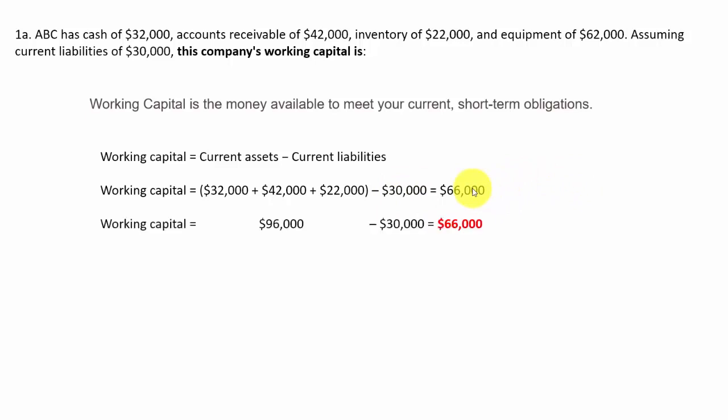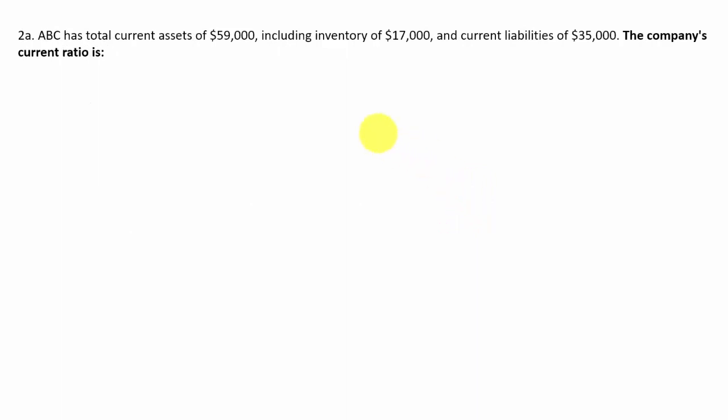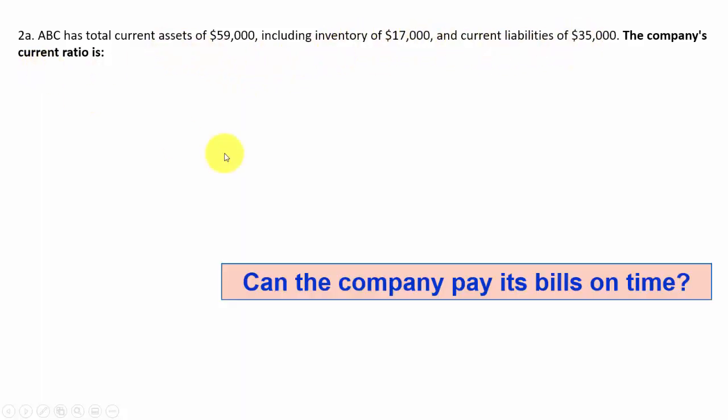So let's see here. Second question. ABC has total current assets of $59,000, including inventory of $17,000, current liabilities of $35,000. The company's current ratio is how much?